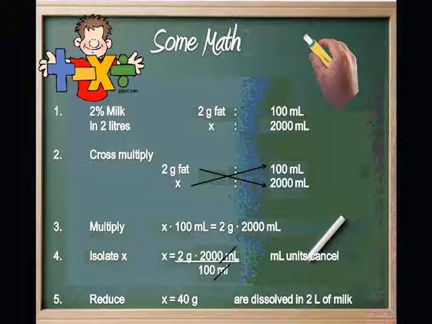You see there are slashes over the mLs. Well, the mLs cancel each other out. In step 5, after reducing, I'm left with 40 grams, which is dissolved in 2 liters of milk.